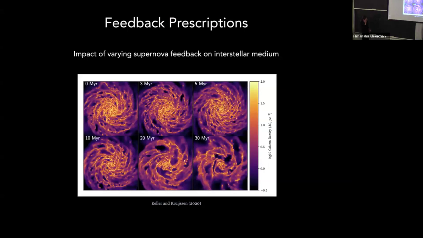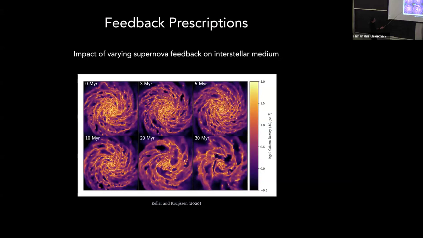And to illustrate that in a very simple way, I'm showing here a simulation of a stellar disk. I don't remember in what size galaxy, but I think it might have been a Milky Way size system. And each panel here is just varying a particular aspect of the supernova explosion rate. In particular, it's the delay time. And so you can see that the structure of that stellar disk changes a lot depending on this parameter.